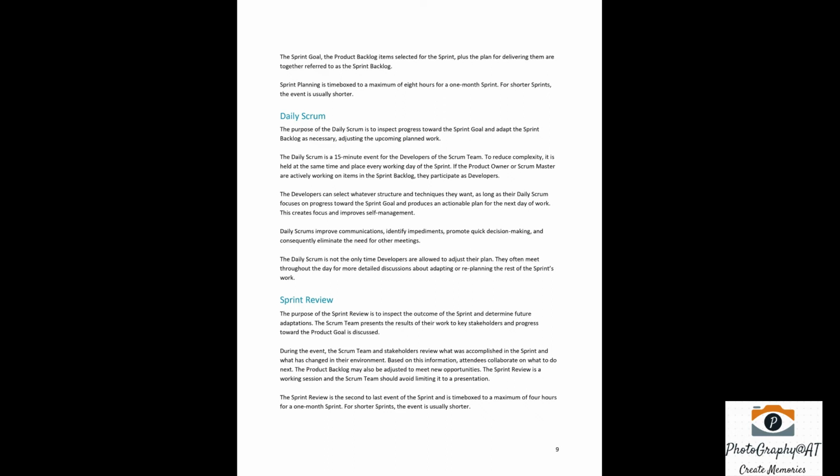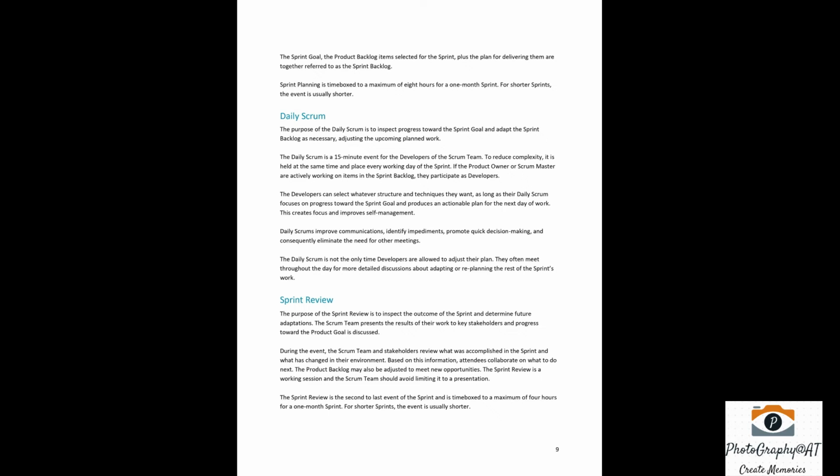Daily Scrums improve communications, identify impediments, promote quick decision-making, and consequently eliminate the need for other meetings. The daily Scrum is not the only time developers are allowed to adjust their plan. They often meet throughout the day for more detailed discussions about adapting or replanning the rest of the sprint's work.